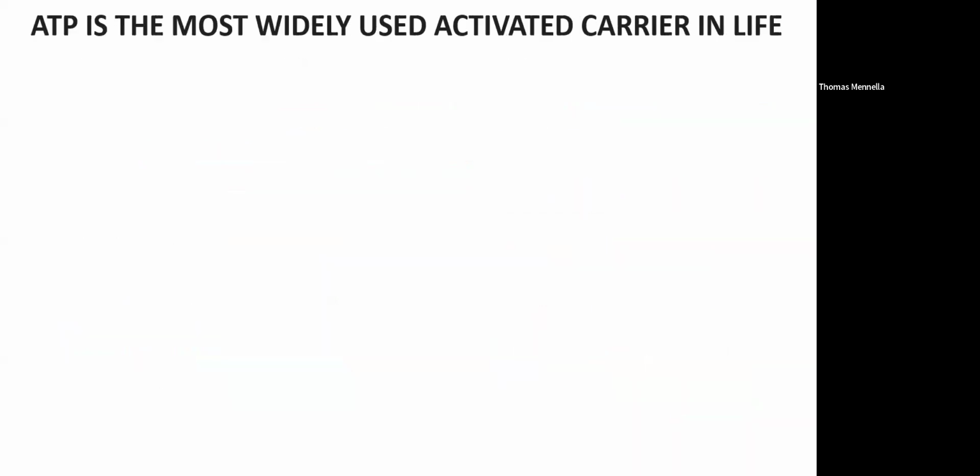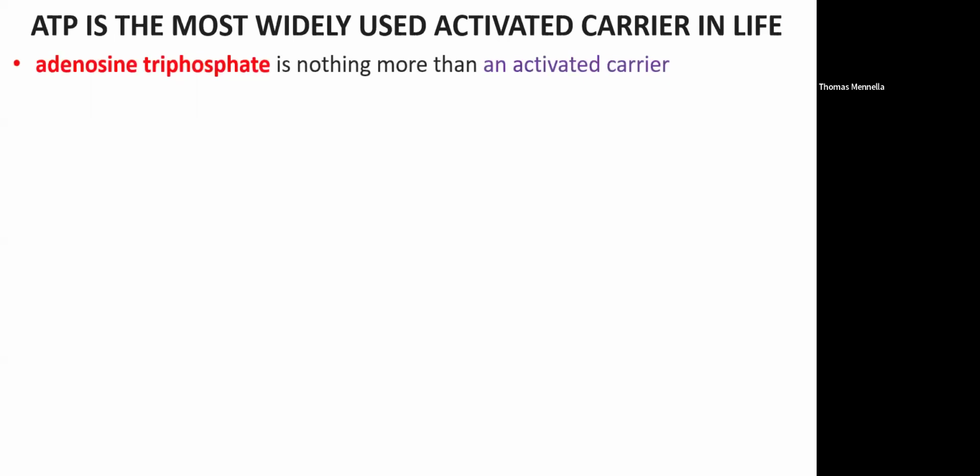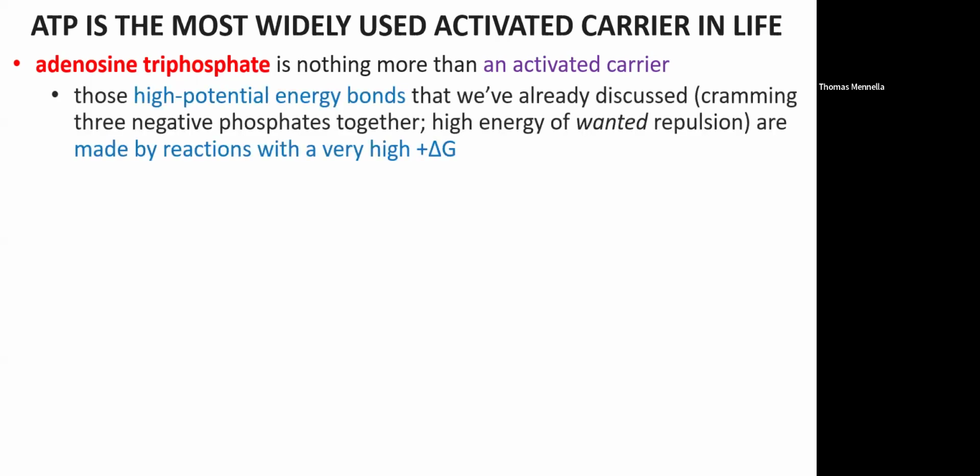And that brings us to ATP, adenosine triphosphate, which is hands down and by far the most widely used activated carrier in biological systems. Adenosine triphosphate is exactly that. It's an adenosine nitrogenous base linked to a ribose sugar, and on that ribose sugar are also three phosphates, triphosphate. And ATP is nothing more than an activated carrier.